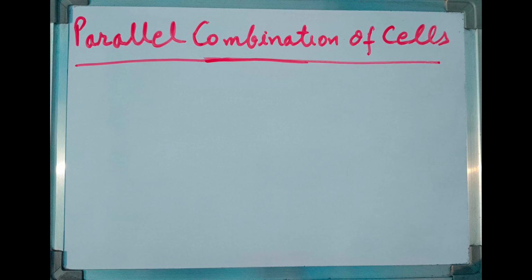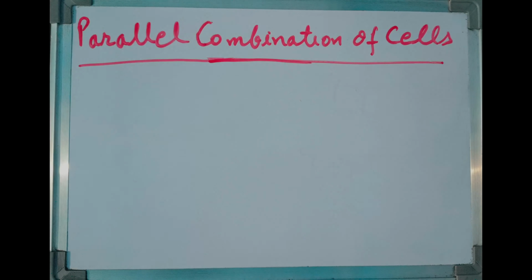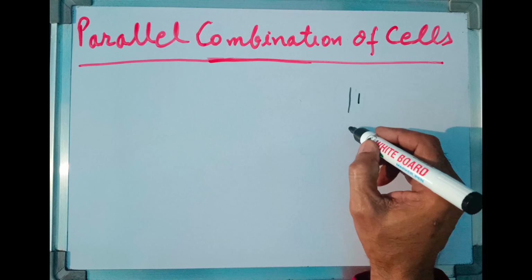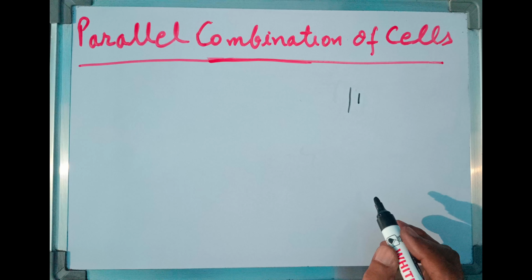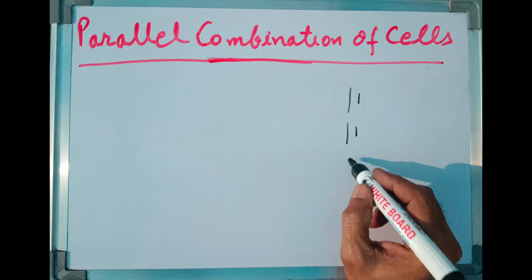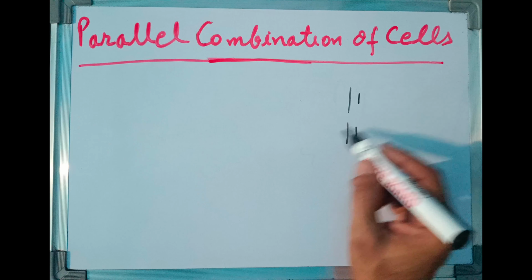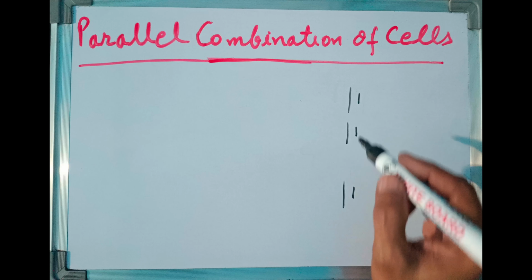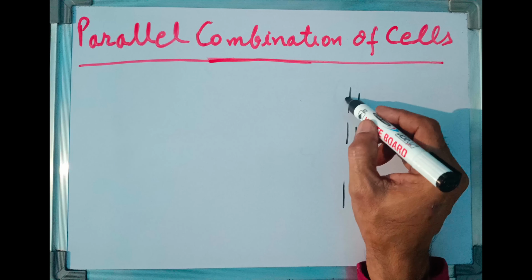In this lecture, I will share some very important points about parallel combination of cells. First of all, let us try to understand what is the meaning of parallel combination of cells. Suppose we have a larger number of cells which are to be connected in parallel to each other. What we do, we place the cells in such a way that their positive terminals are on one side and negative terminals are on the other side. A large number of cells are connected in this way.